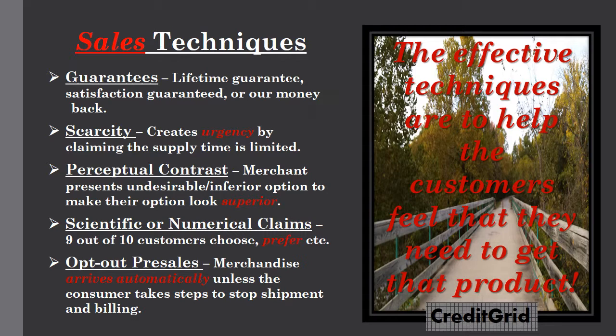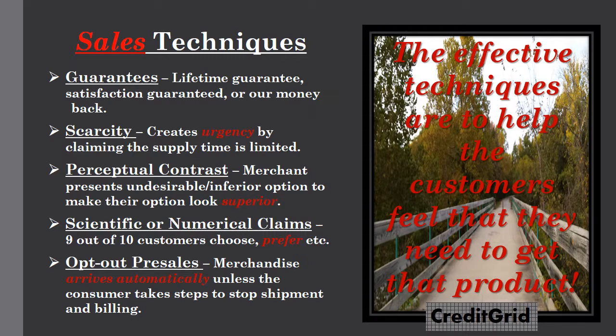Another interesting way to pursue sales is actually to create a sense of scarcity around the product. Sometimes this is artificially created on purpose, which then creates a sense of urgency to line up and buy the product while the supply is limited. Another one is a perceptual contrast. The merchant presents an undesirable or inferior option to make their option look superior. Another one would be a scientific or numerical claim: 9 out of 10 customers choose or prefer, etc.